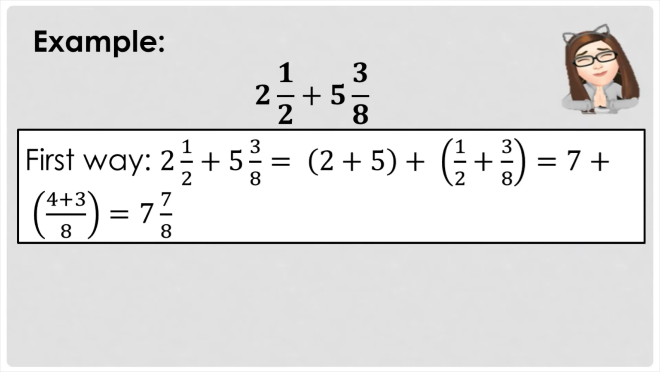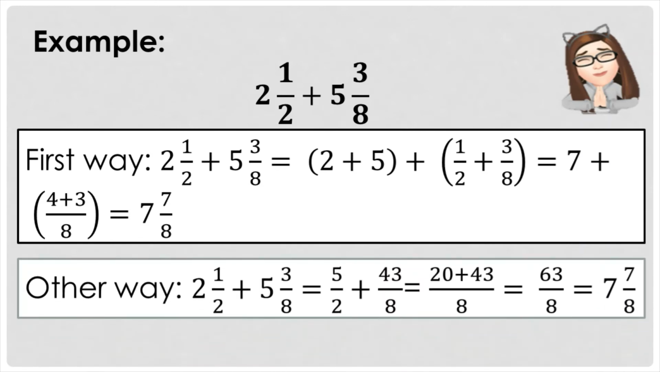In that case, both the fractional parts are now similar fractions. So 4 plus 3 is equal to 7. Then retain the denominator of 8. Then combine the whole number and the proper fraction. We have now 7 and 7 over 8.